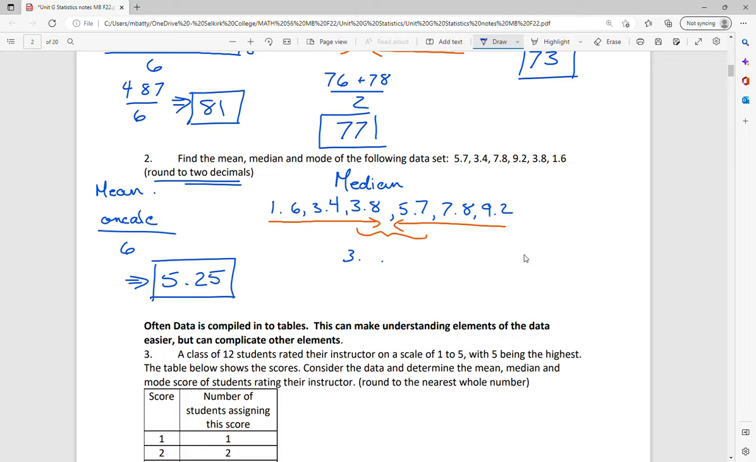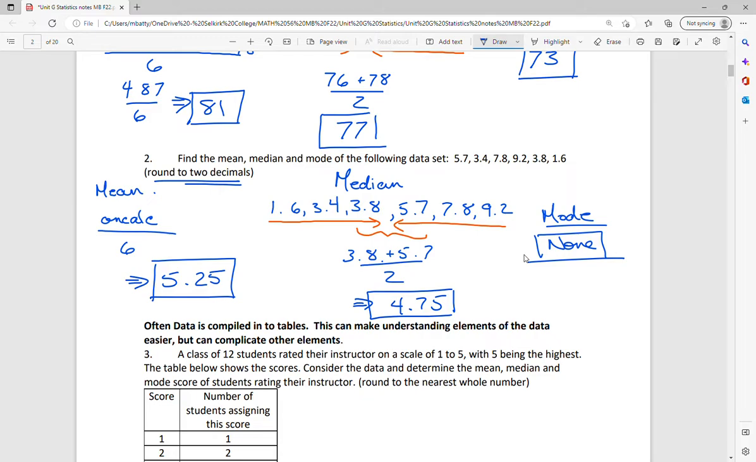So I'd have 3.8 plus the 5.7 and divide that by 2. Remember, when you're doing this, always hit equals before you divide by 2 or you'll get weird numbers. And that gives me a median of this data at 4.75. The mode for this one, if I take a look at the frequencies of these, there is no mode. And that's fine. That's the way some data are.